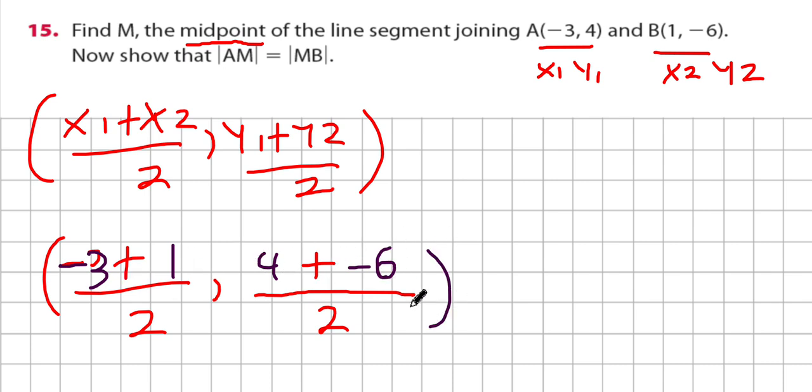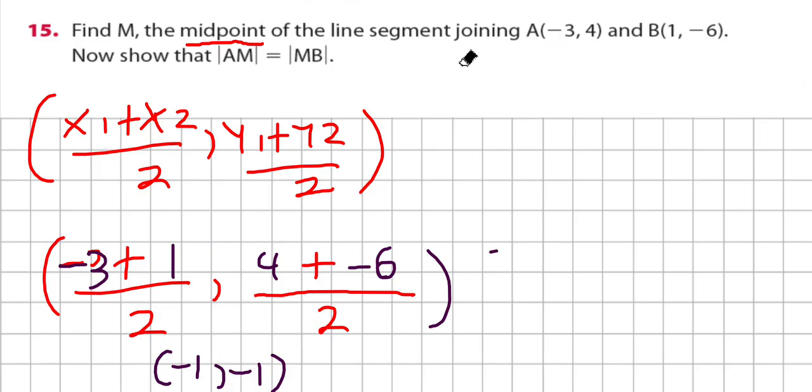And you calculate them both separately. Okay. So we get minus 1, minus 1. When we put that in the calculator, we're going to get minus 1, minus 1. Is that all right with you guys? Okay. Minus 1, minus 1. Now we know that the point M is minus 1, minus 1.